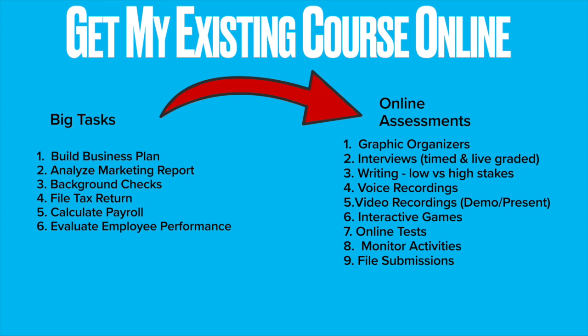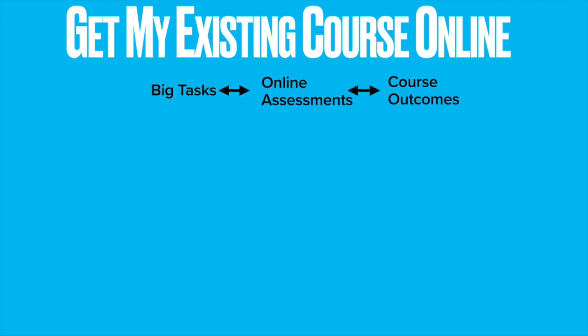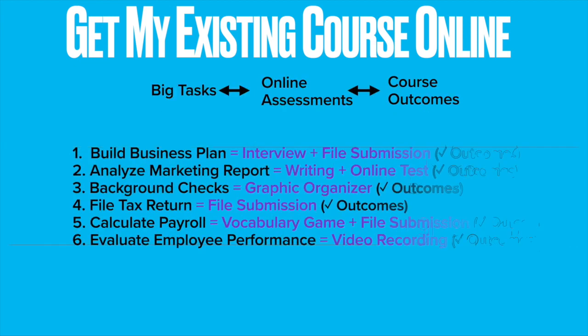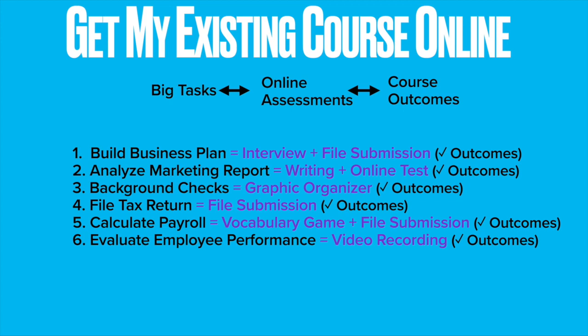Okay, once again, I'm going to pull out my course outcomes and check how I'm doing and try to marry all 3 of these things together. So it's going to look something like this. I've got my task, I've got my online assessment, and sometimes it's more than one. Like for the business plan, maybe it takes an interview and a file submission, but then I'm checking off which course outcomes those meet. And if there are any leftover course outcomes, then I might need to add a task and an assignment or an assessment.